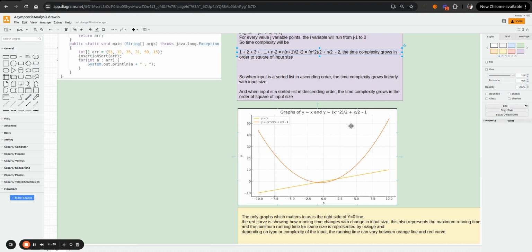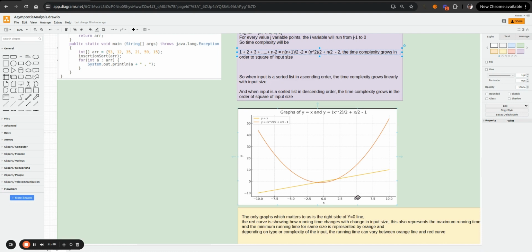The only portion of the graph which we really care about is this part after x equals 0, only the positive x part, because the size of input cannot be a negative value, right? So here we can say that this is the upper bound of our time complexity, and this is the lower bound of time complexity.